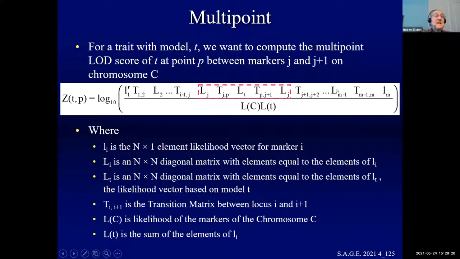Each of these T's is a transition matrix between locus I and I plus one. Here you've got one between I plus one and J, and here you've got between one and two. In general, it is between these. Here is between J and P, and you go on until the last one is between the last two markers. This here is the likelihood of the markers on the chromosome C. And Lt is the sum of the elements in these vectors.